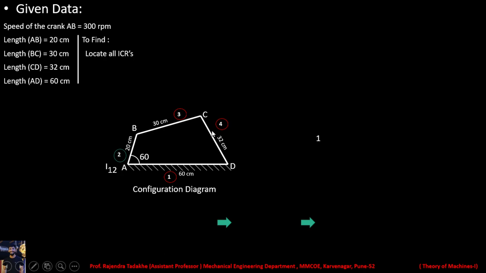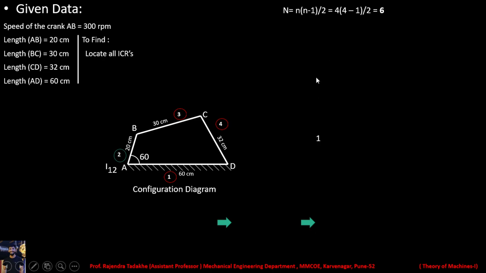So already we know the formula to calculate the number of instantaneous centers. By using that formula, capital N is equal to small n into n minus 1 by 2. Now put the value of small n, which is the number of links. Once you put the value of n, we get the total number of instantaneous centers for this configuration. So we are having 6 instantaneous centers for this mechanism. Now the next step is to make the list of all those 6 instantaneous centers.